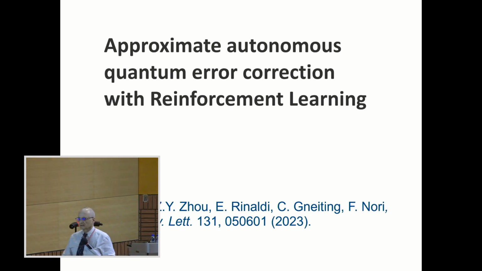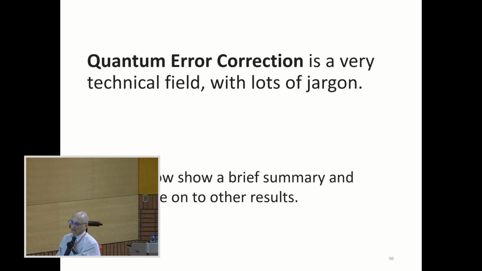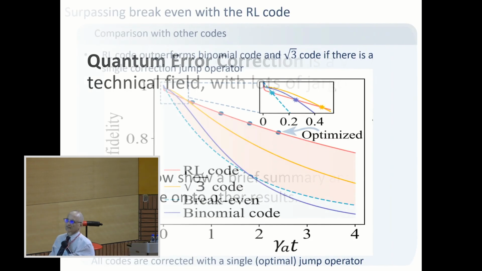It was published recently, and people like it because in typical quantum error correction, you need to move many knobs. You need to make measurements, but every time you make measurements, you're messing up the system, so you would like to do it autonomously. And this is by controlling the way you interact with the environment. Okay, it's a very technical field, with a massive amount of jargon. I'll do a brief summary and then move on to other results to give an overview.